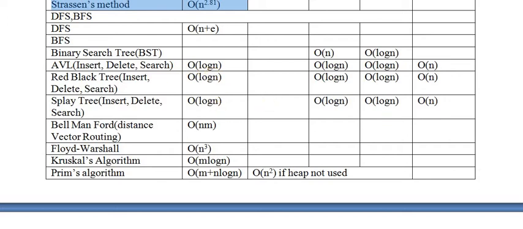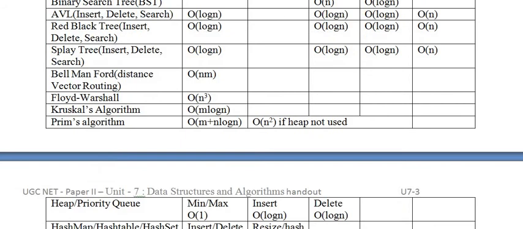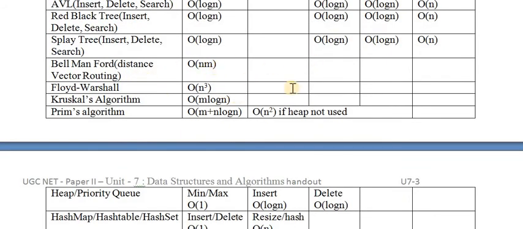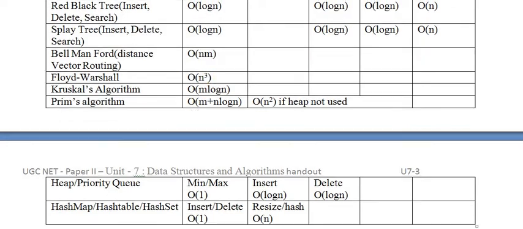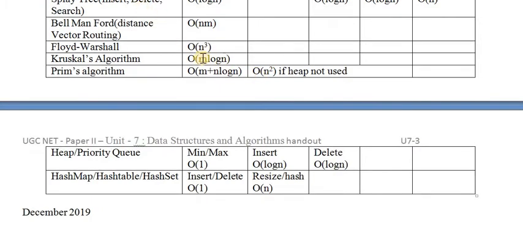Okay, so now the next one is Bellman-Ford, the distance vector routing algorithm. For that it is n into m. And the Floyd-Warshall algorithm takes n power 3. For minimum spanning tree, the Kruskal algorithm takes m into log n, whereas Prim's algorithm takes (m plus n) into log n. So usually the very efficient algorithm is the Kruskal algorithm.